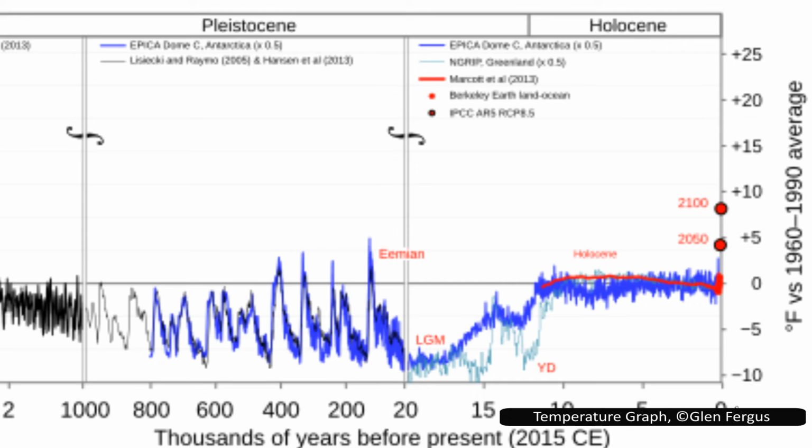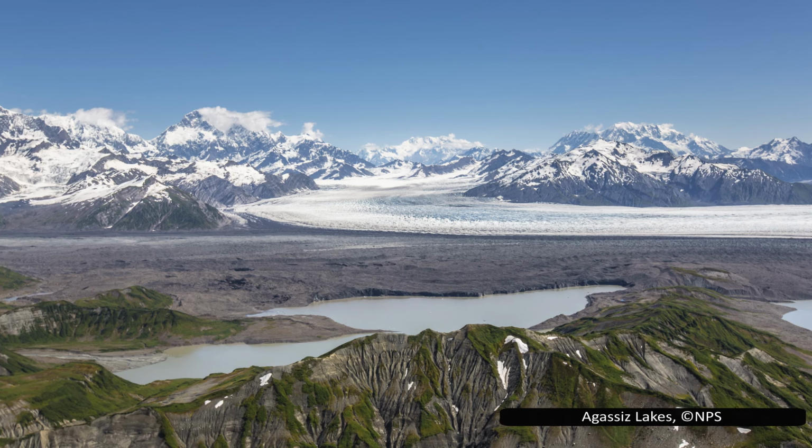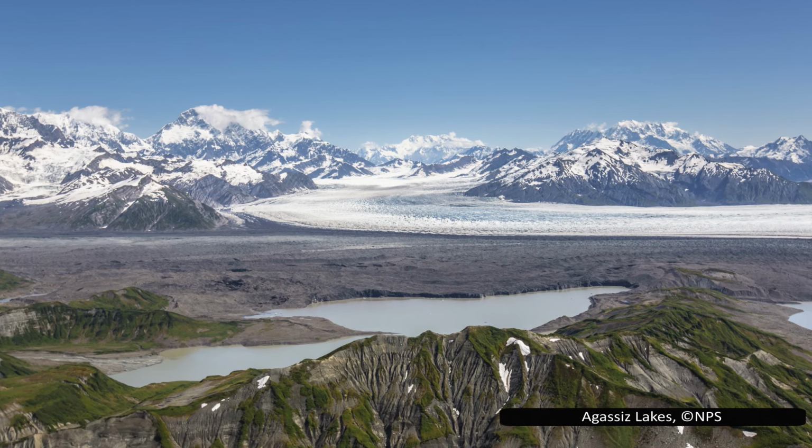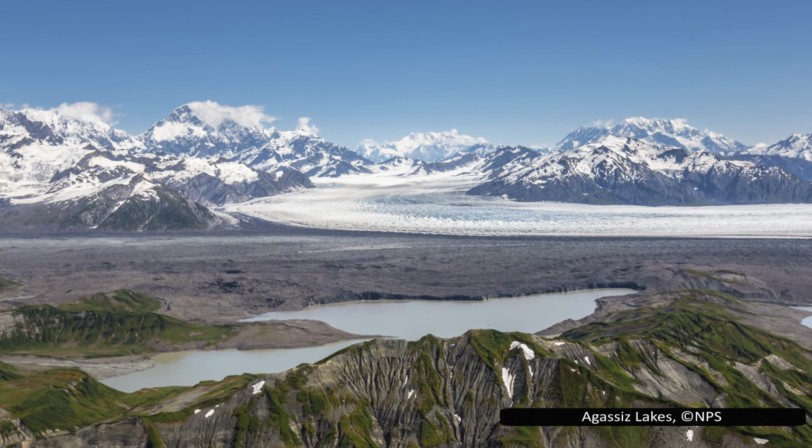The 8.2 kiloyear event, for instance, was a sudden cooling episode about 8,200 years ago, likely triggered by a massive outflow of glacial meltwater from Lake Agassiz into the North Atlantic. It caused temperatures to plummet across much of the Northern Hemisphere for over a century.